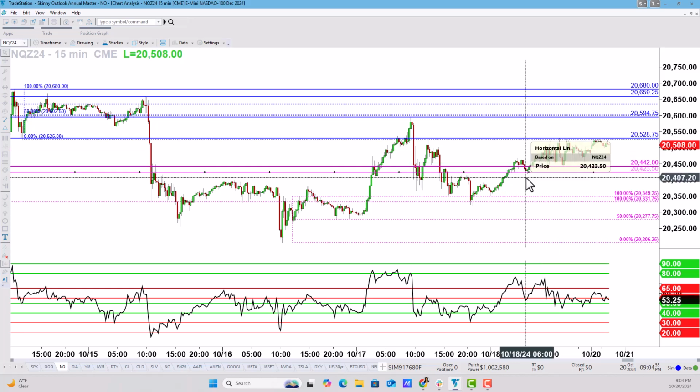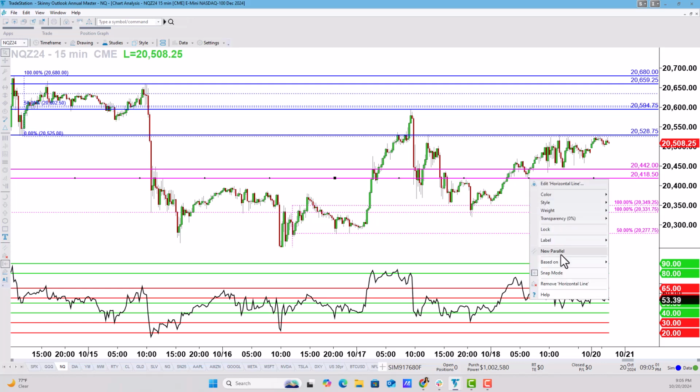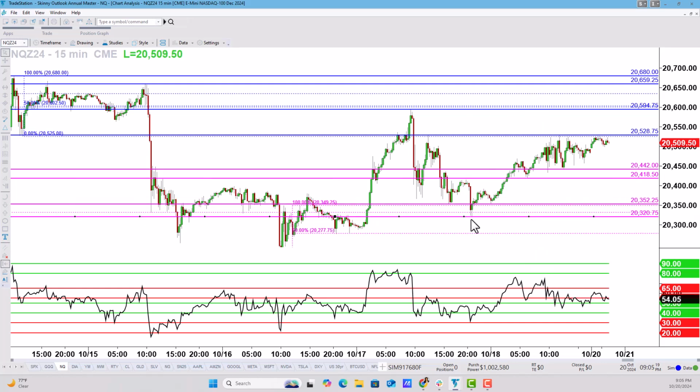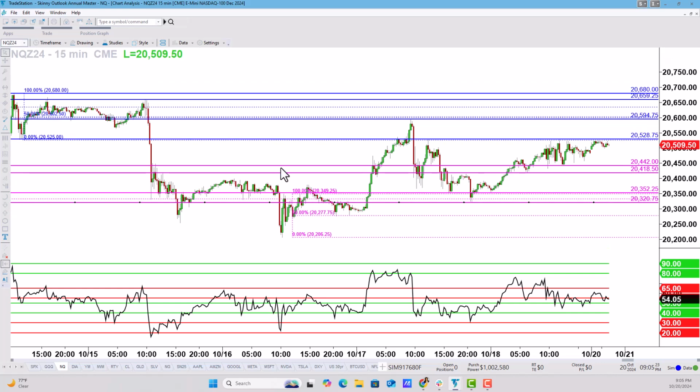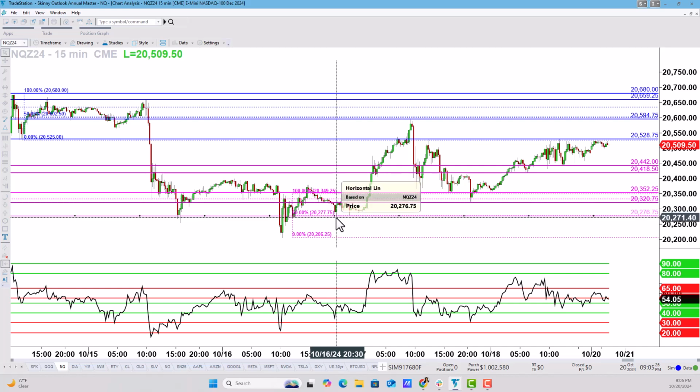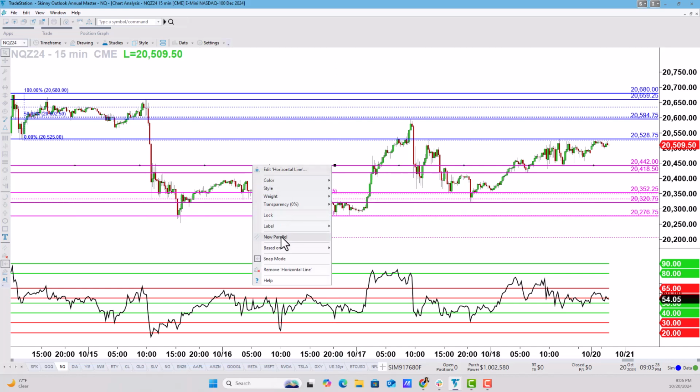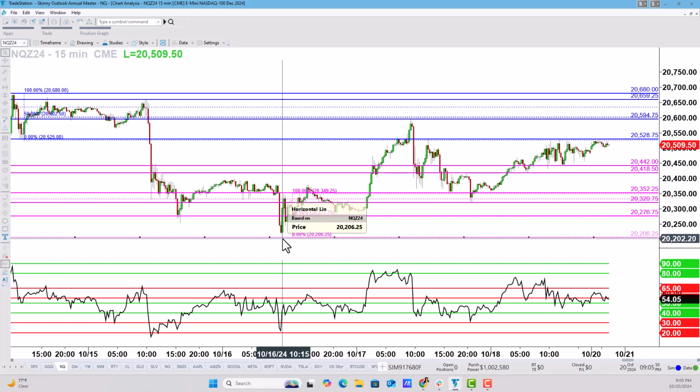Then we have 20,418.5. Then we have 20,320.75. If we want to keep analyzing from there to be ready for what may happen, 20,276.75 and 20,206.25. So if I were an NQ futures trader and getting ready to trade the 15-minute chart time frame on Monday, October 21st, these are the bare minimum levels I would have to watch for potential support and resistance.